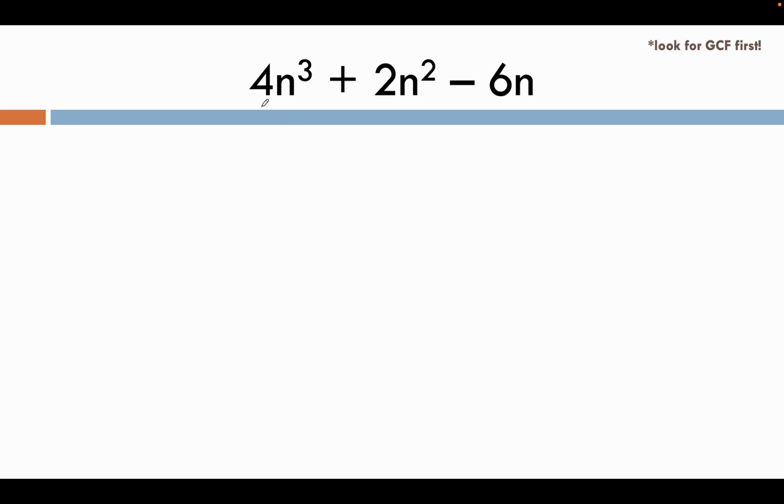This one is one where we do actually have a greatest common factor. So I've been saying this, but we haven't seen one. So I wanted to show you one that does have one. So 4n cubed, 2n squared, and 6n, these can all be divided by 2n to start. So then when I do that, I end up with 2n squared plus 1n, and then -3.